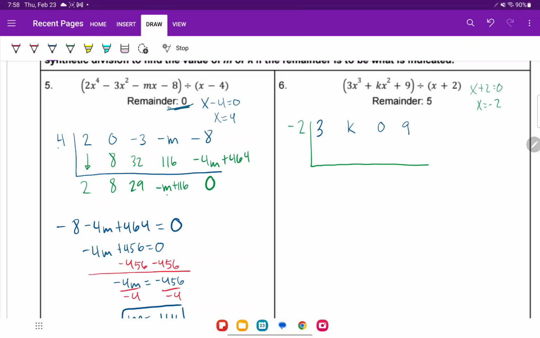Okay, and as you can see, you might want to spread this out a little bit more. So let me go and do that real quick because I know it's going to take a little bit more space here.